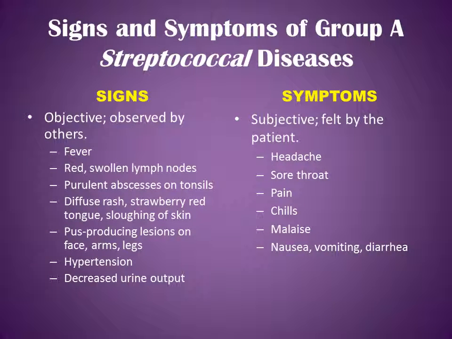Signs and symptoms of Streptococcus pyogenes listed here correspond to the diseases I just mentioned. Remember that signs are objective, meaning observed by others, and symptoms are subjective, which means that they are felt by the patient. So signs include fever, which can be measured by the thermometer, red swollen lymph nodes, the purulent abscesses, diffuse rash, the strawberry red tongue, sloughing of skin, pus-producing lesions on the face, arms, and legs, hypertension, decreased urine output. Symptoms could be headache, sore throat, pain, chills, malaise, nausea, vomiting, diarrhea.